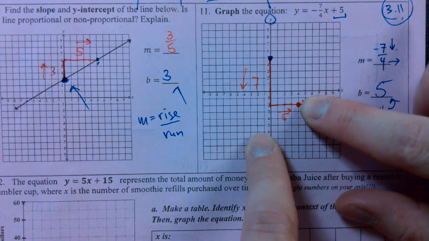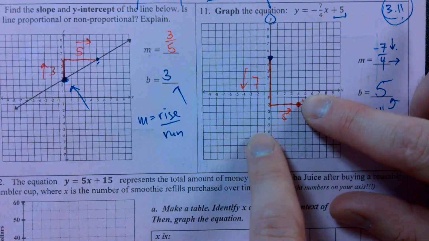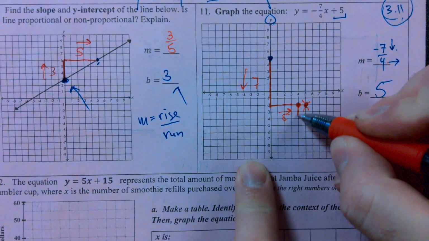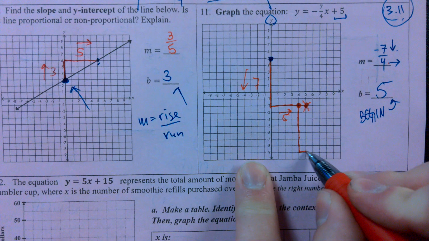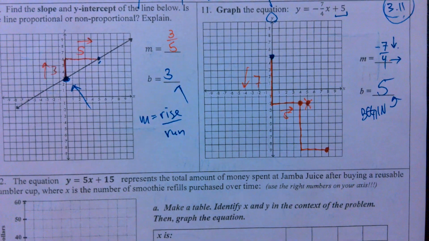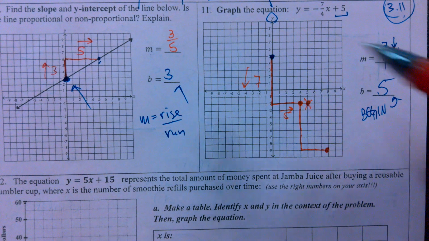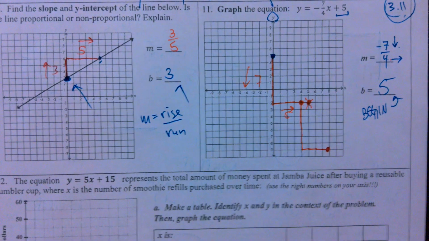Is that the only point we have room to make on this graph? No, right? I could keep going. I'm going to go down 1, 2, 3, 4, 5, 6, 7 more. 1, 2, 3, 4 more to the right. And make another dot. Do I have space to reverse back in the other direction? No, I don't have space.